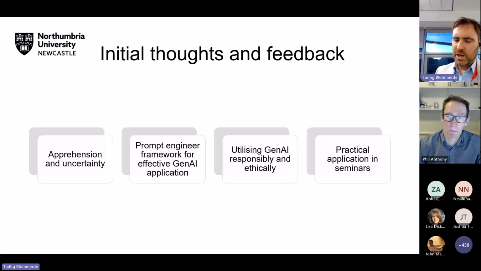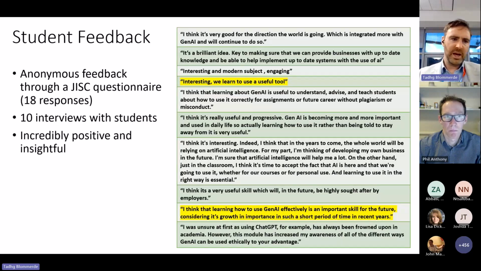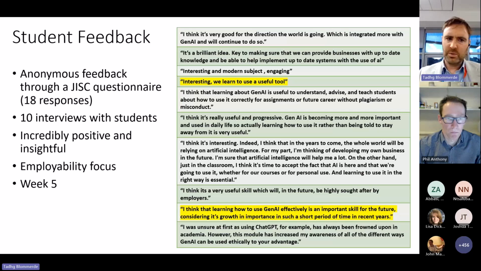And they said that the module helped them use Gen AI ethically and responsibly because they understood the weaknesses in Gen AI output and its limitations, and they loved the opportunity to apply it practically. I gathered student feedback as the module went. They said it was interesting.